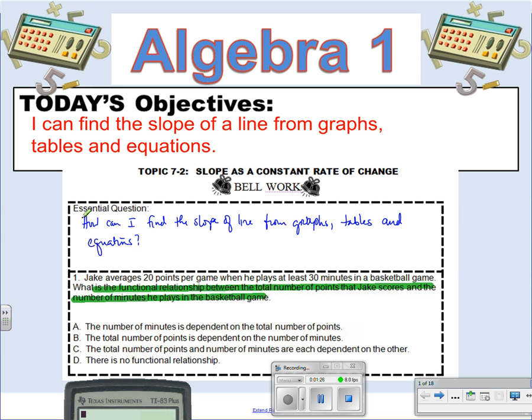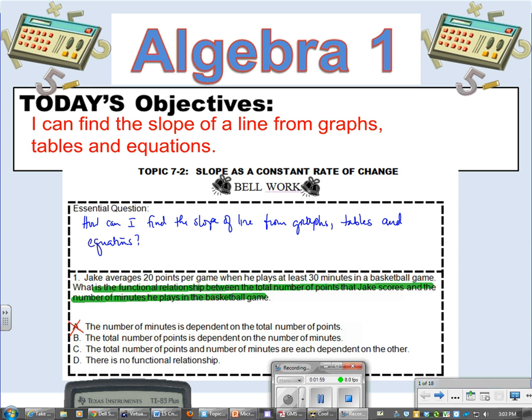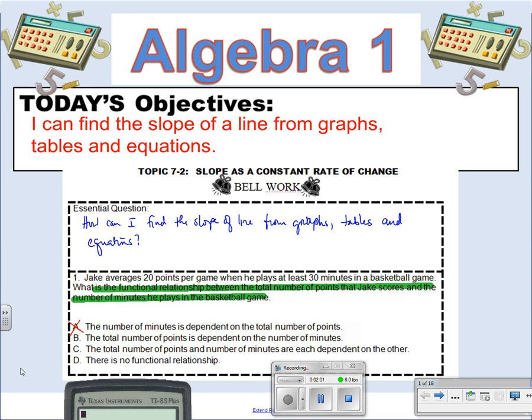A says the number of minutes is dependent on the total number of points. If I thought A was true, that means time cannot pass unless Jake scores some points. Well, we know that time is always going to pass, and so time is never dependent upon anything. So A is not the correct answer. B says the total number of points is dependent on the number of minutes. This means Jake can score points depending on how many minutes he plays. That sounds very familiar to what was stated. So we're going to leave B as a possibility.